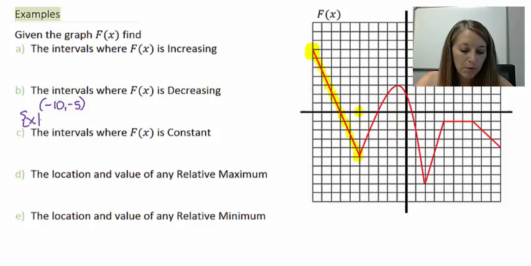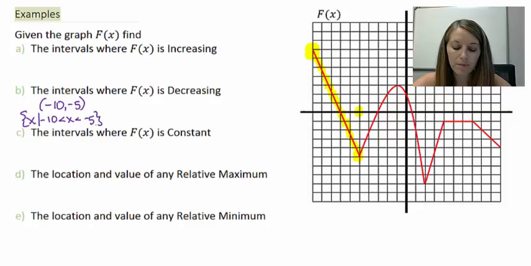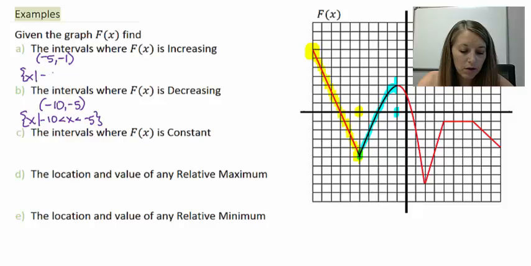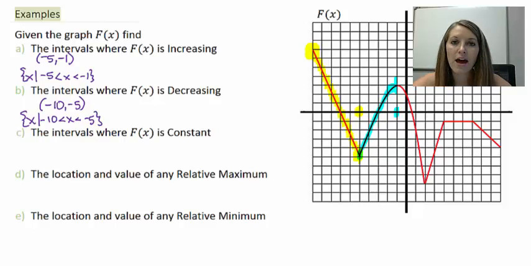If you prefer set builder notation, it's the set of x's such that x is between -10 and -5. If I move on past this, starting here and tracing my graph, notice it is increasing, and it continues to increase all the way up to this point right here. That point is x equals -1. So my first interval where it's increasing starts at -5 and ends at -1. Again, in set builder notation, the set of x's such that x is between -5 and -1.